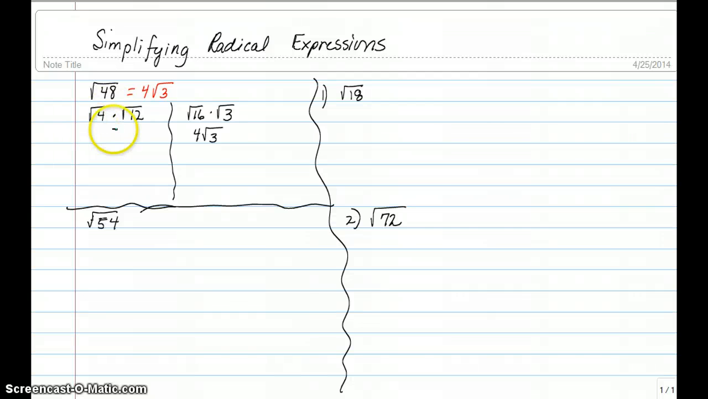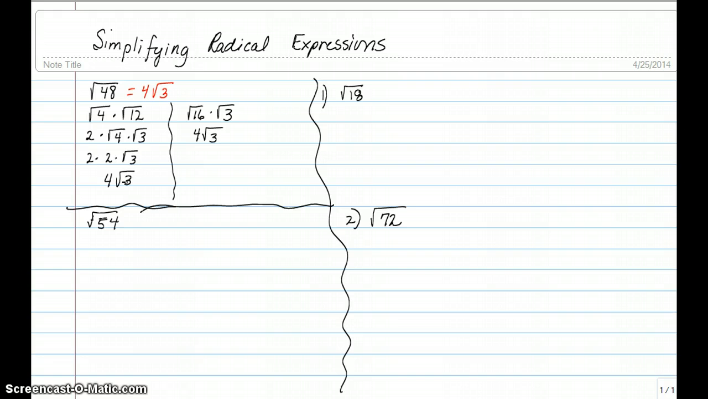Let's go back to this one. We have the square root of 4, which we know is 2, but then if we think about the square root of 12, it also has a square root of 4 in it, times the square root of 3. Square root of 4 we already know is 2, so 2 times the square root of 3. 2 times 2 is 4, square root of 3.